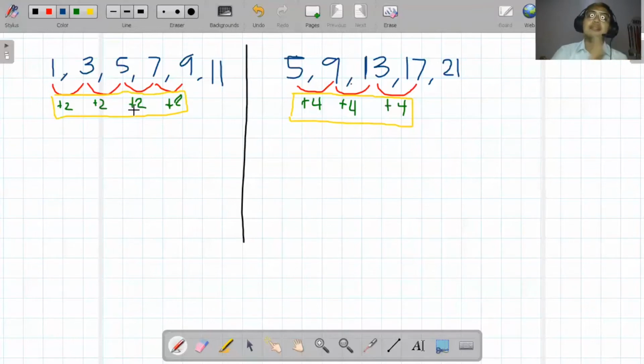So we add. First, that example, 1, 3, 5, 7, 9, is an example of an arithmetic sequence because to get the next term, we add. And then over here, 5, 9, 13, 17.